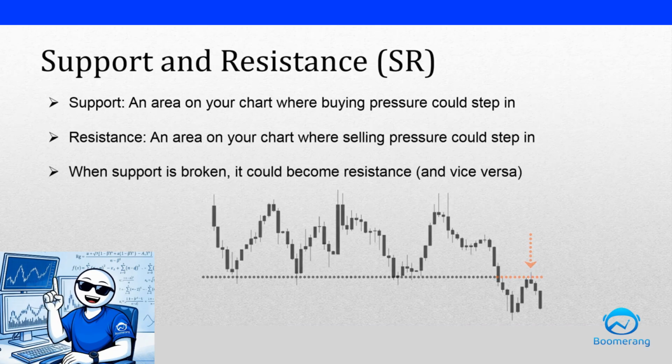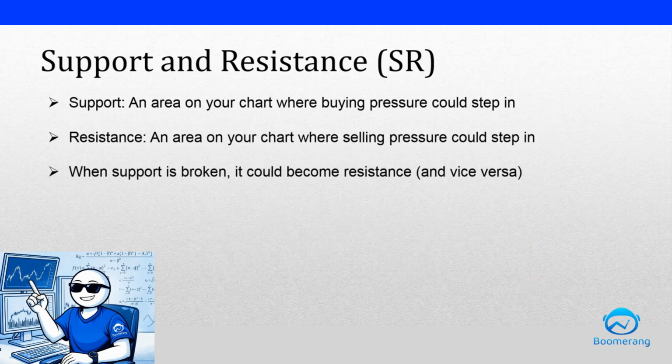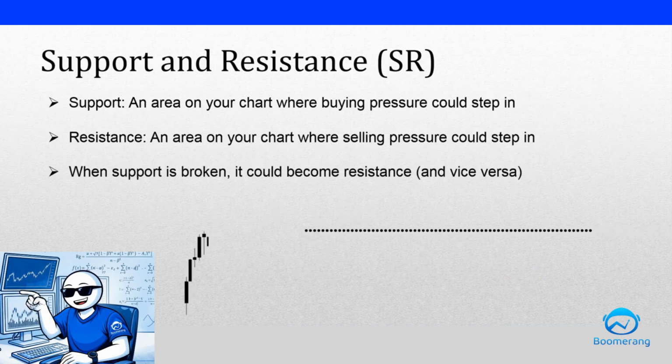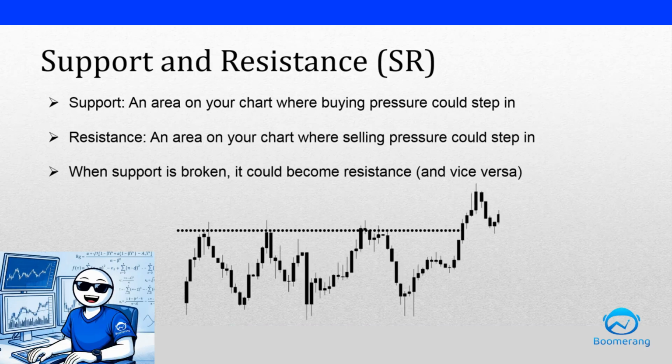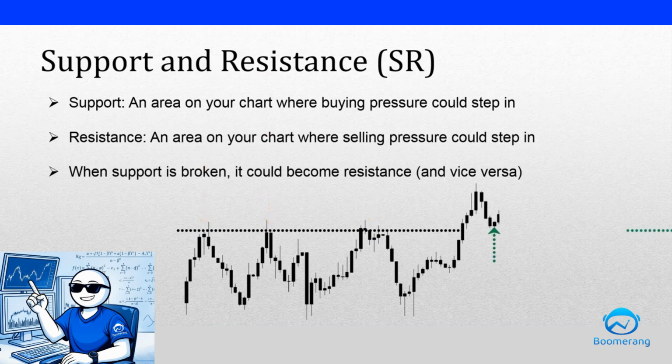And vice versa. If resistance is broken, that area could now become support. Let's say this is resistance: up, down, up, down, up, down, up, breakout, come back. Previous resistance could become support, and the price could possibly head up higher from here.